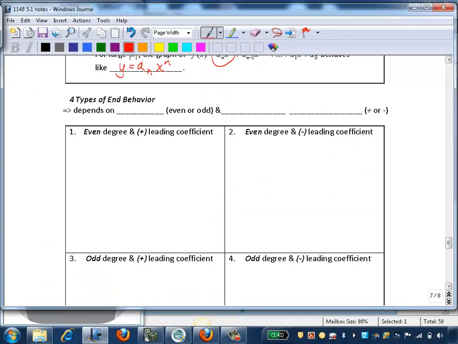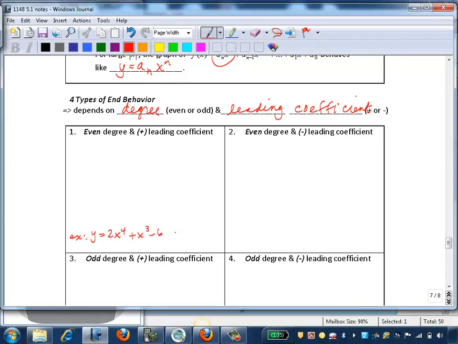So the end behavior depends on the degree of the polynomial function, whether it's even or odd, and its leading coefficient. So whether that leading coefficient is positive or negative. So our first case is if it's an even degree polynomial, so second degree, fourth, sixth, etc., and has a positive leading coefficient. So an example would be y equals 2x to the fourth plus x cubed minus 6.